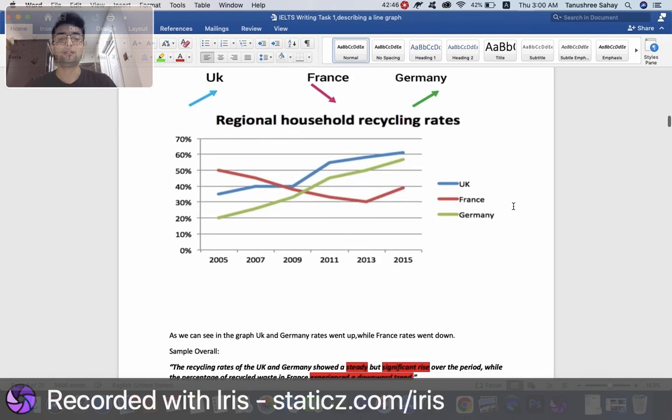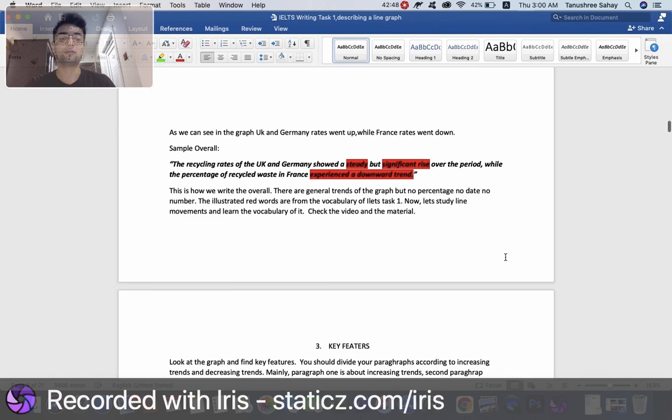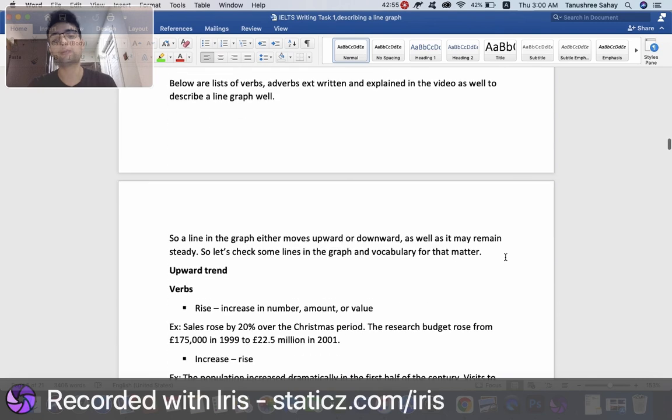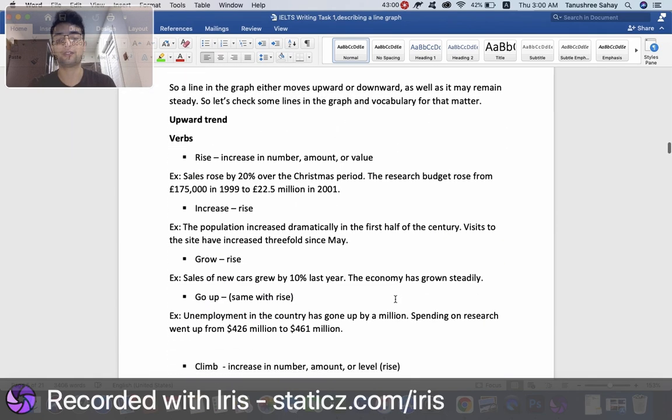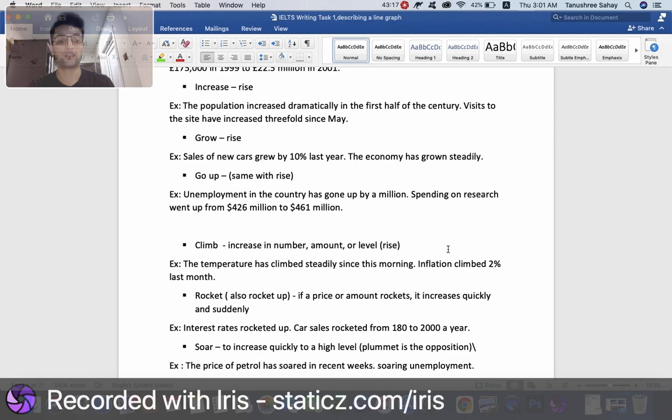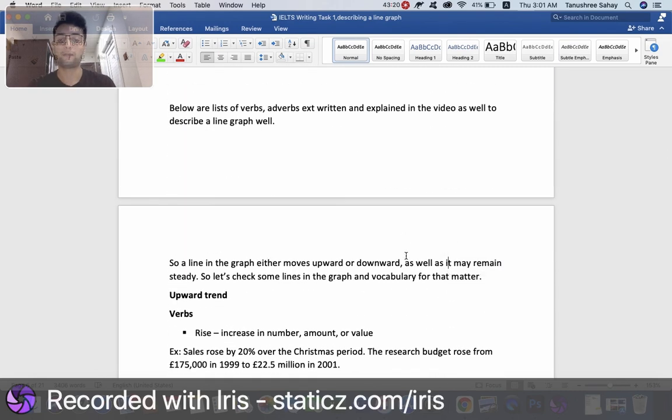Well, now let's take a look at how to describe trends in the line graph. Now we have a couple of vocabulary items for this. Let's take a look at this vocabulary and learn it. You have to learn this vocabulary by heart, because when you start writing your essay, you're going to have only 20 minutes to finish it. So having useful vocabulary right at the front of your mind is very useful for writing your sentences as quickly as you can.